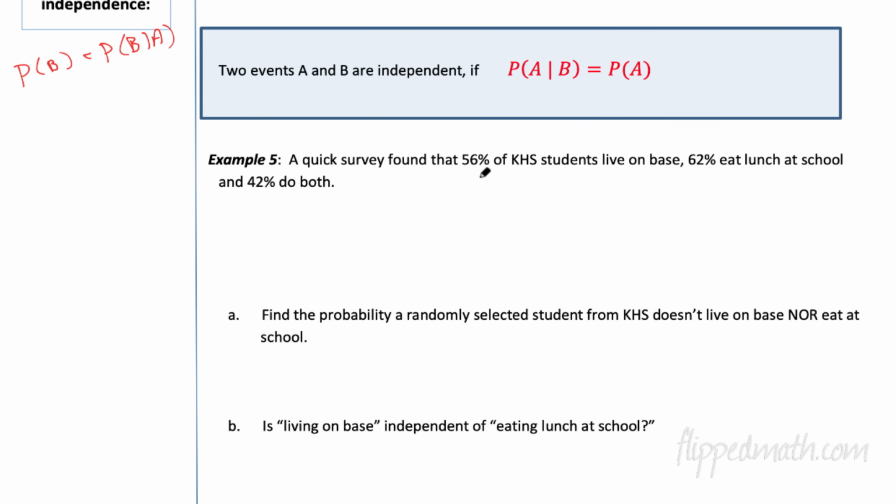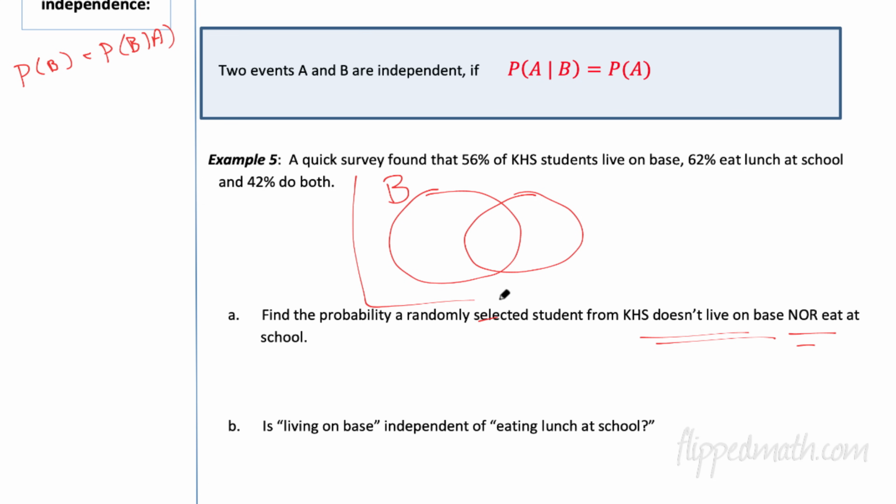A quick survey found that 56% of K-Town students live on base, 62% eat lunch at school, and 42% do both. Find the probability that a randomly selected student doesn't live on base, nor does he eat at school. That means not one and not the other one. I'm going to do a Venn diagram for this. Let's make B for base, and L for eat lunch. Remember, always go to the part where they do both first. So that's 0.42.